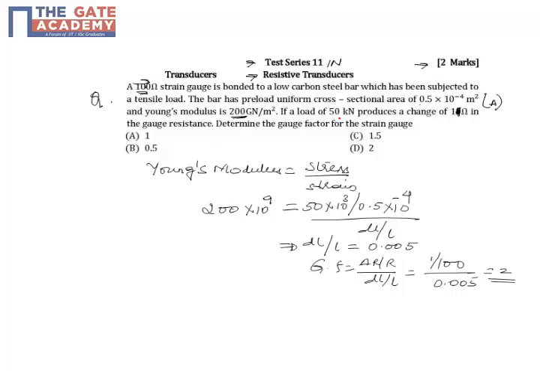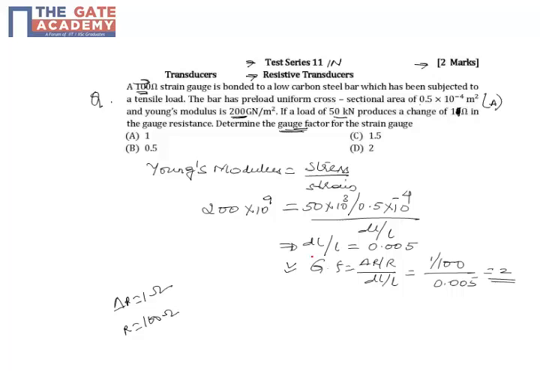So when a load of 50 kilonewton produces a change of 1 ohm in the gauge resistance, what is the gauge factor? We are asked to find the gauge factor of the strain gauge. Gauge factor is nothing but change in resistance by the original resistance divided by change in length by original length. So we know the change delta R as 1 ohm and R is 100 ohms.